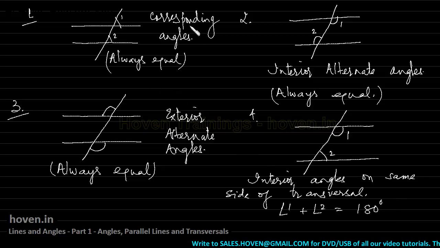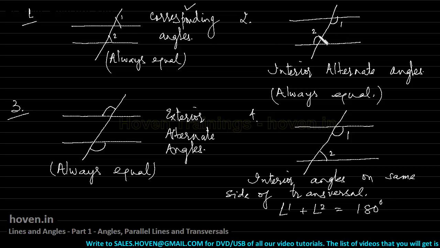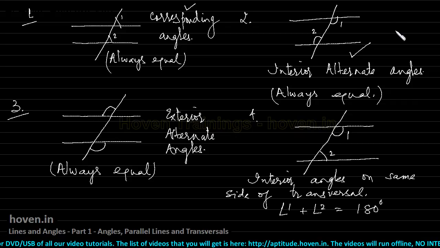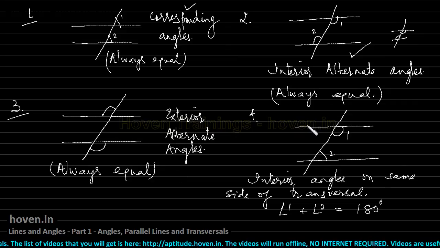So these definitions you should remember: corresponding angles on the same side, alternate angles on the opposite sides, and interior angles on the same side of the transversal. Alternate is a term commonly used. You should remember that alternate means on the opposite sides of the transversal. These four definitions you should be aware of.